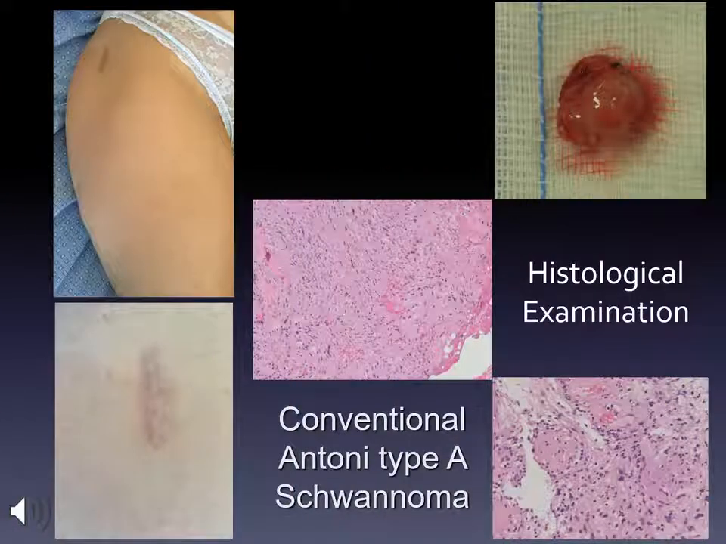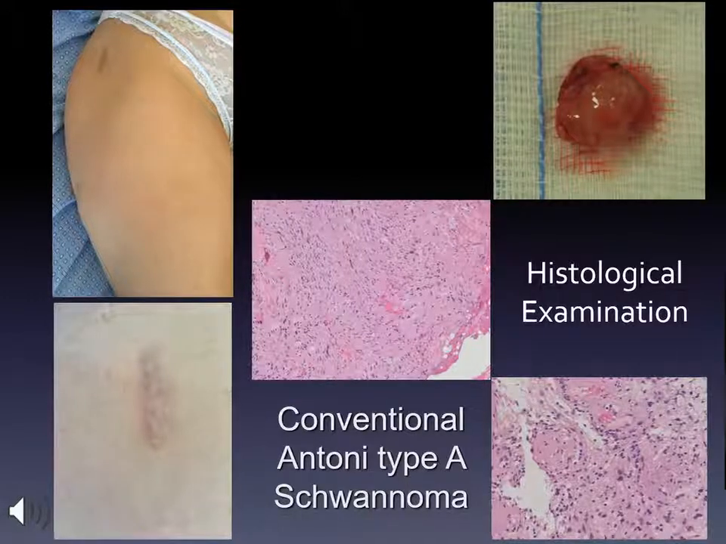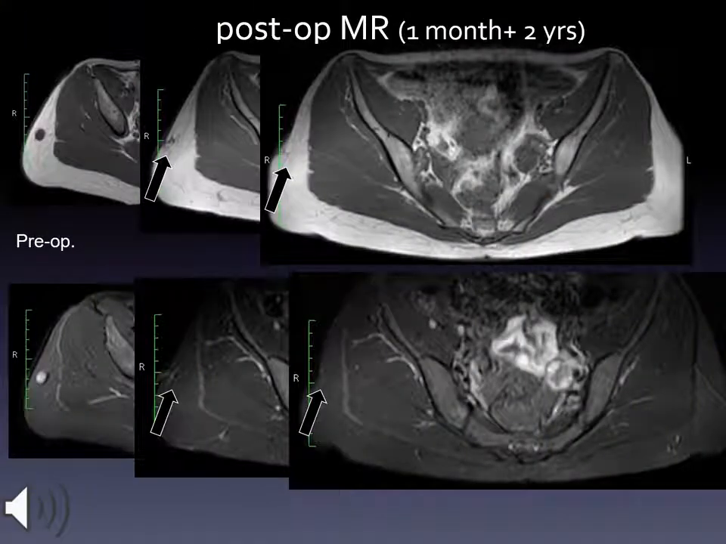Here we have an aesthetic intradermal suture. The histological exam has pointed out a conventional Antoni type A schwannoma. The postoperative MR after 1 month and 2 years showed the comprehensive removal without any recurrence in T1 and STIR with fat saturation.